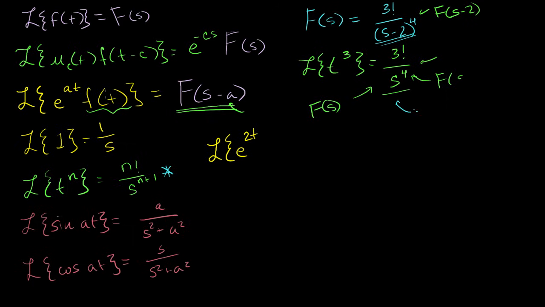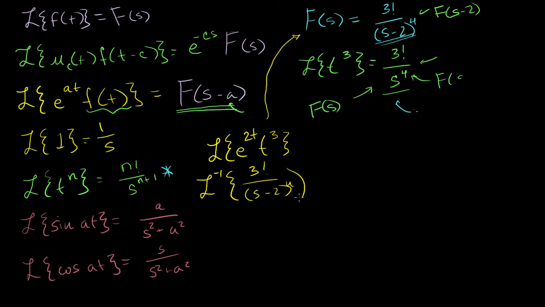If this was just an f of s, what would f of t be? Well, we figured that was t to the third power. So the Laplace transform of this is equal to that. Or we could write that the inverse Laplace transform of 3 factorial over s minus 2 to the fourth is equal to e to the 2t times t to the third.